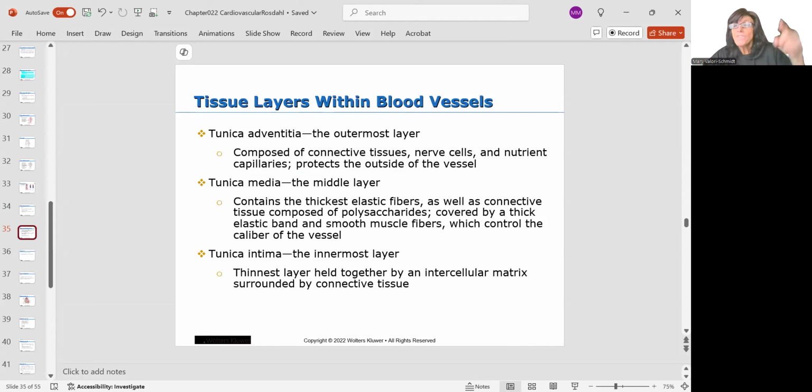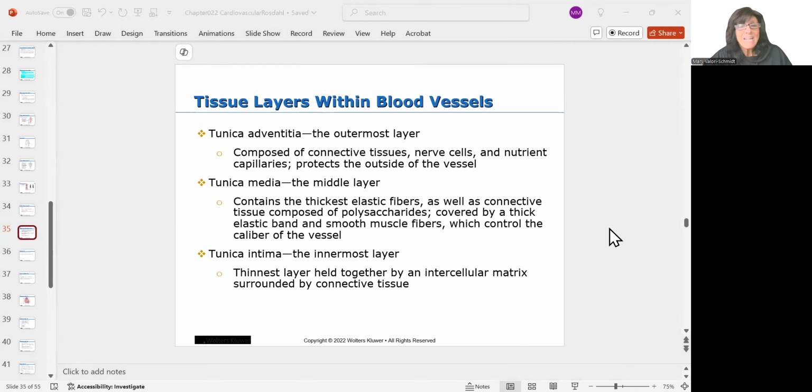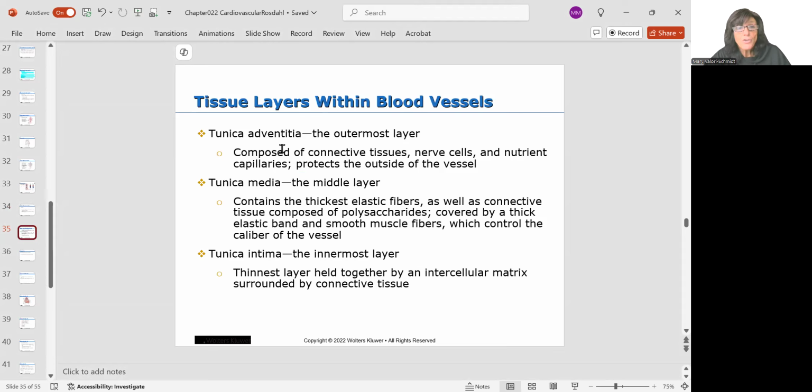There are layers of blood vessels. Whether you're talking veins or arteries, they all have 3 layers: the tunica adventitia, the tunica media, the middle, and the tunica intima, the inner layer. You don't need to know what they're made of. No one's going to ask you about that, but you should know that blood vessels have 3 layers. The artery walls are a little thicker and stronger. Why? Because they're under pressure. The heart is pumping blood through the arteries.